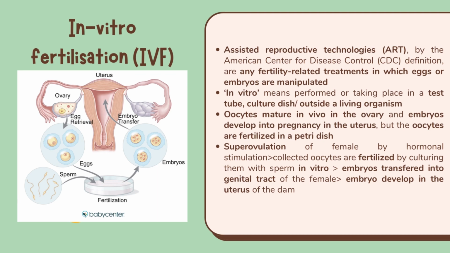So briefly, here are some of the processes of in vitro fertilization. First, the superovulation of the female is induced by hormonal stimulation. The collected oocytes are then fertilized by culturing them with the sperm in vitro. And then, the embryos are transferred into the genital tract of the female, and the embryo then develops in the uterus of the dam.